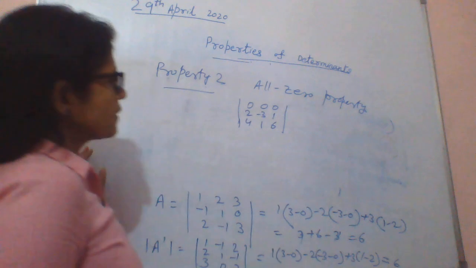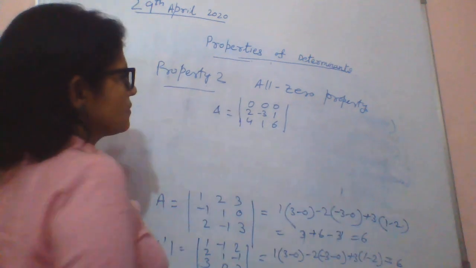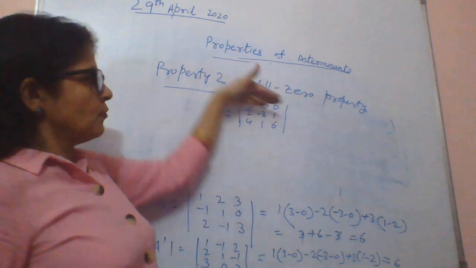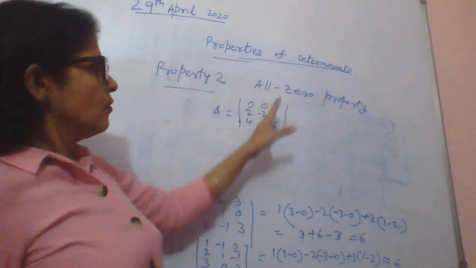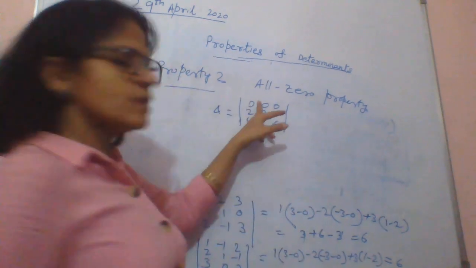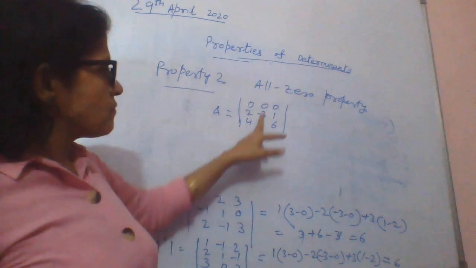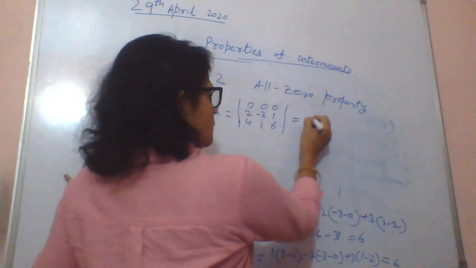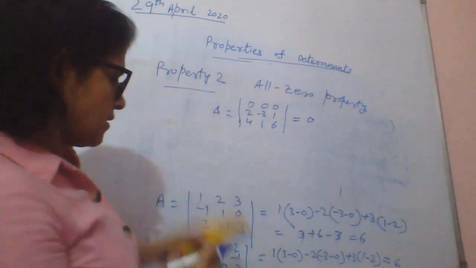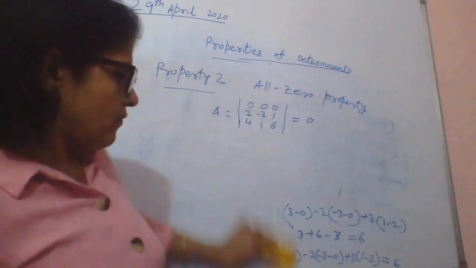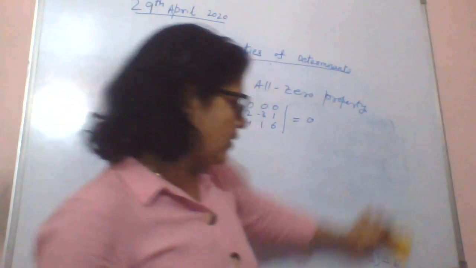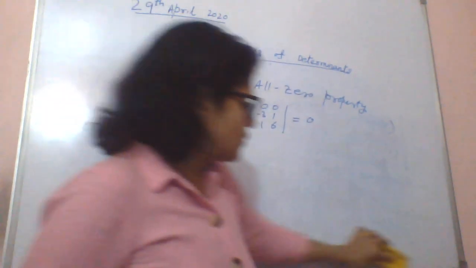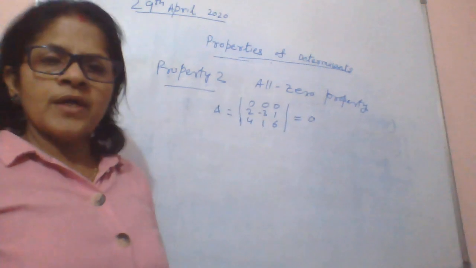So delta equal to this. If all are zeros and you expand along this row, obviously you are getting 0 into its minor, plus 0 into its minor, minus 0 into its minor, plus 0 into its minor. You are getting 0. So the all zero property is: if each element of any one row or any one column is zero, the determinant will be 0.